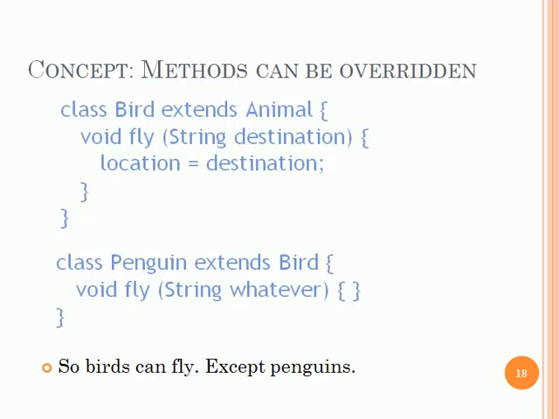The next concept is that methods can be overridden. Here we are writing a program: class Bird extends Animal, and the method we are using is fly, flying from source to destination. And another class Penguin extends Bird. Here also we are using the fly method. So birds can fly except penguins.